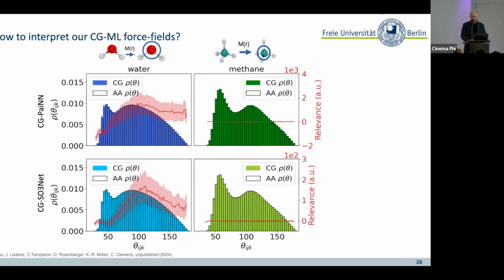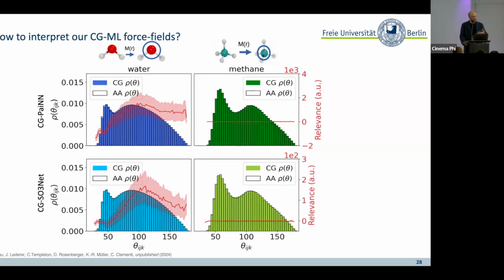We can also look at some three-body information. So this is the distribution of the angle that we have between three different molecules. And for water, for example, this first peak corresponds to the tetrahedral arrangement of water. And again, the relevance has a minimum here in both models, while for methane, we have a completely flat relevance curve. And this really indicates, again, the fact that methane doesn't have multi-body information. So we don't need multi-body information for realizing a good coarse-grained model of methane.